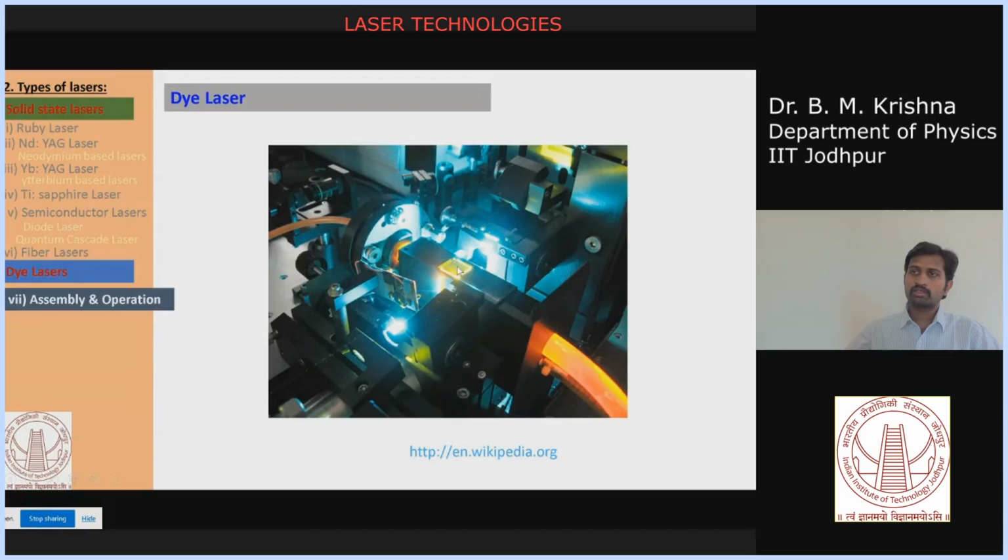So this container is having a dye solution. That means you have an external connection to the container so that the dye flows in and flows out. So you have a flow in and flow out there. So in that case, your dye solution is always continuously pumped.